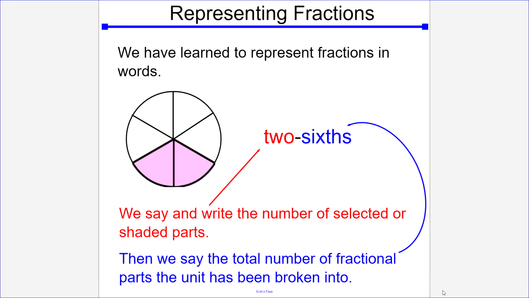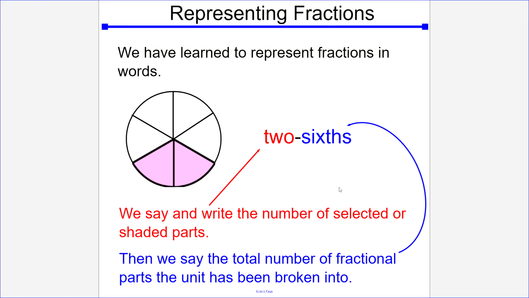Today, third grade, we're going to be talking about a new way to represent fractions. But before we do that, we'd better talk about what we already know. We have learned to represent fractions in words. This fraction here is clearly 2/6. And when we would write that down, we would usually do it like this: a 2 for the part selected, and a dash, and then 6 for the total number of fractional parts.